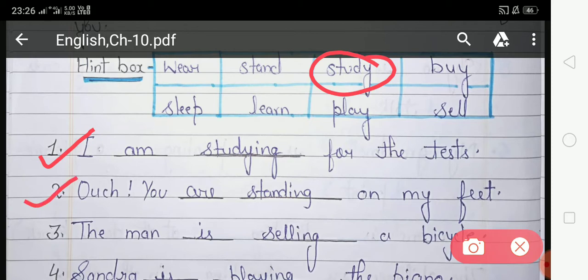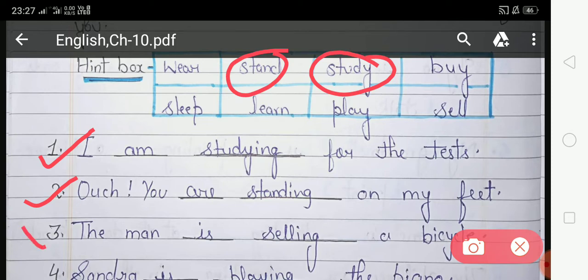Now look at second. Ouch, you are dash on my foot. So which is the suitable word that you have to fill at this blank space? Stand. So first of all you have to write the auxiliary verb, and with you what will you have to fill? With you, you have to use are. So first write are, and after that in stand you have to add ing, and the sentence will become ouch, you are standing on my feet.